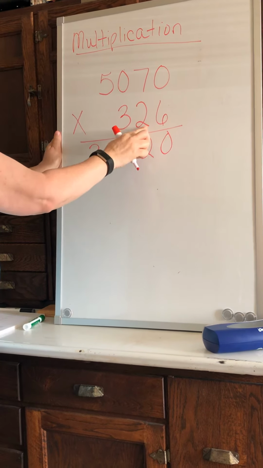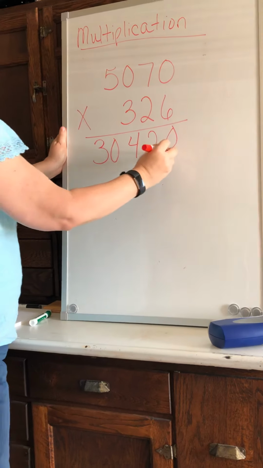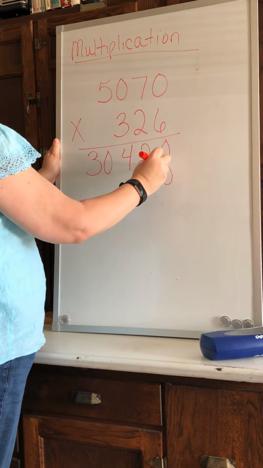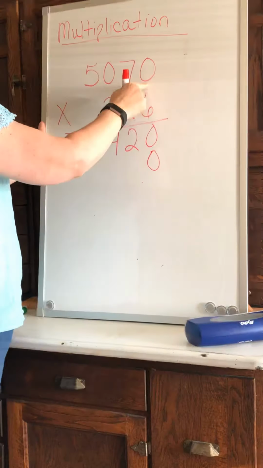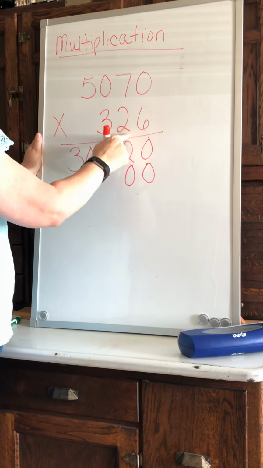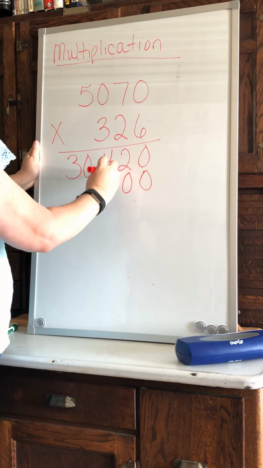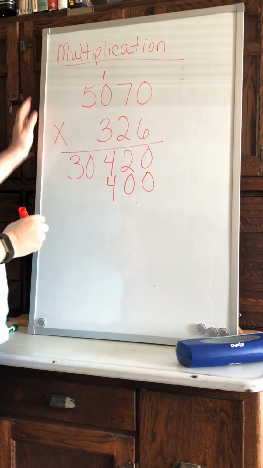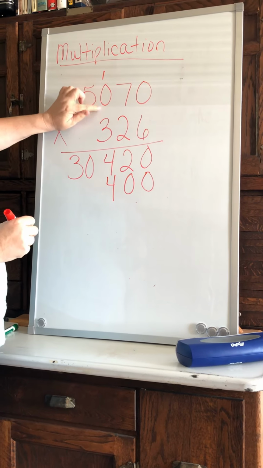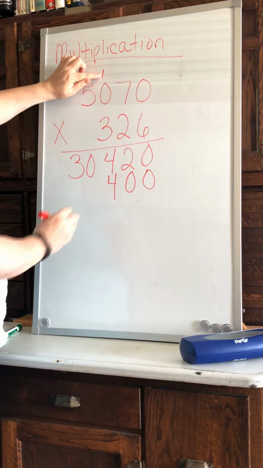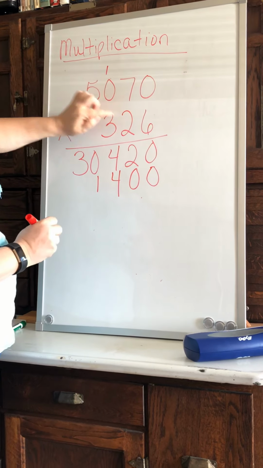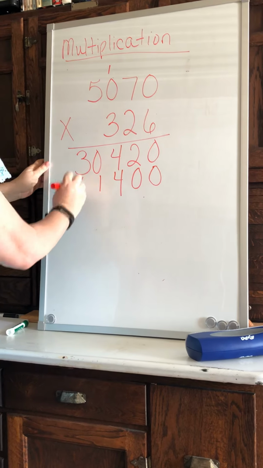Okay, going to the second number, I'm going to put 1 0 and then start. 2 times 0 is 0. 2 times 7 is 14. Carry that 1. 2 times 0 is 0, plus 1 is 1. 2 times 5 is 10.